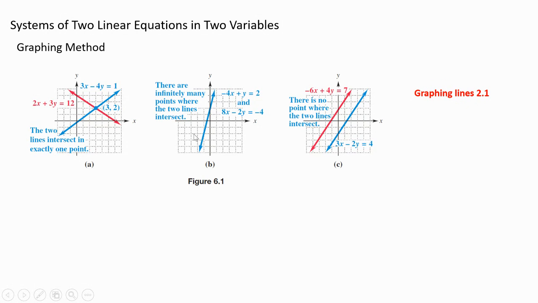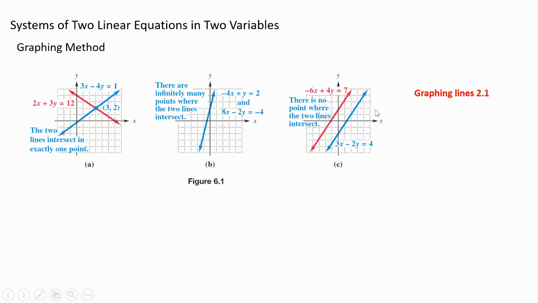Why? Because there are two lines, and one line lies on top of the other one. That means it's infinite solutions. And the one on the far right is no solutions because the lines are parallel. These two lines will never intersect. That's why there's no solution for this one.